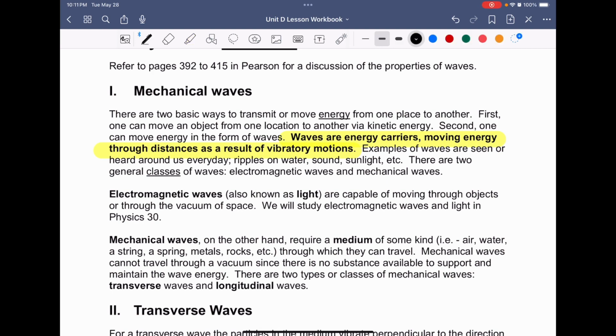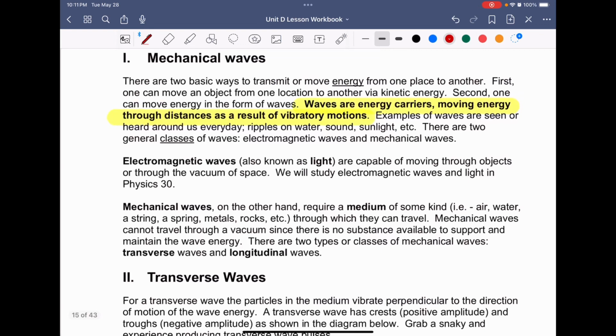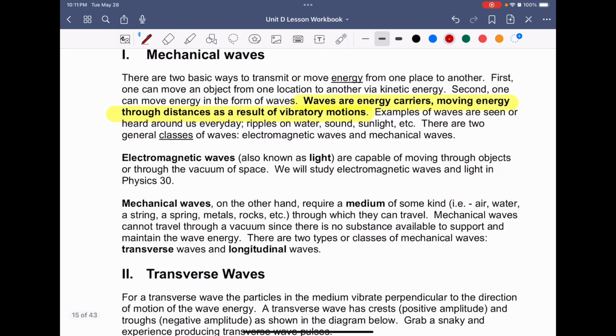Now, again, as mentioned right off the beginning of the lesson, electromagnetic waves are going to be a Physics 30 concept, so we'll save it. Essentially, if we take light and how light moves, it's going to move through the vacuum of space, so it doesn't require some sort of medium. Whereas mechanical waves are the waves that require some sort of medium.